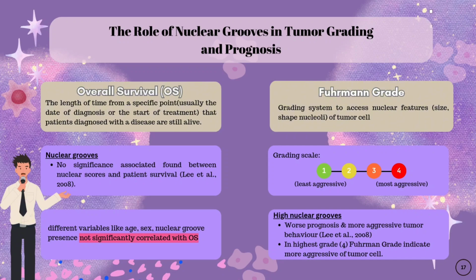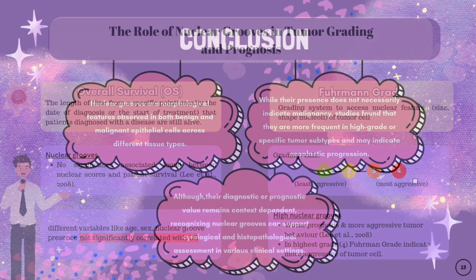However, based on the Fuhrman grade, which is a grade system used to assess nuclear features such as size, shape, and nucleoli of the tumor cell, the higher the number of nuclear grooves in the smear, the higher the Fuhrman grade. Fuhrman grade starts from grade 1, least aggressive, to grade 4, most aggressive. Therefore, the higher the number of nuclear grooves, the higher the Fuhrman grade, and grade 4 indicates worse prognosis and more aggressive tumor behavior.